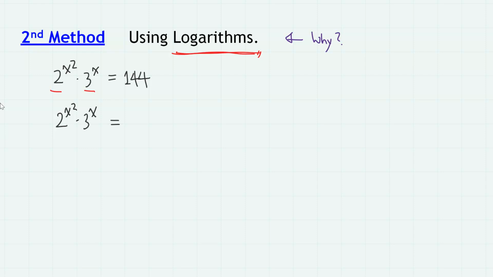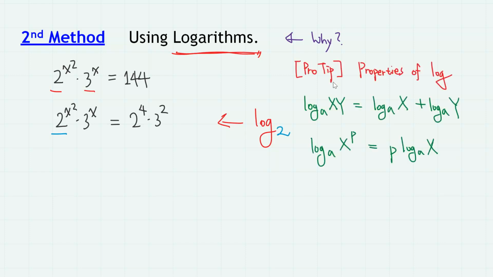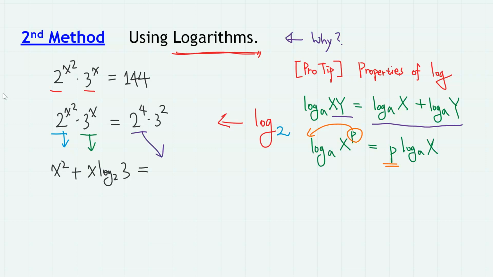First, let us write the right-hand side as 2 to the power of 4 times 3 squared. Now we take logarithms on both sides. We can take log of any base, but since 2 is one of the bases in the given equation, let us take the log with base 2. Now logarithm has these famous properties of splitting a product into a sum and extracting powers. So using these properties, we have this part becomes x squared, and this part becomes plus x log base 2 of 3 equals, this part gives 4, and this part gives plus 2 log base 2 of 3.